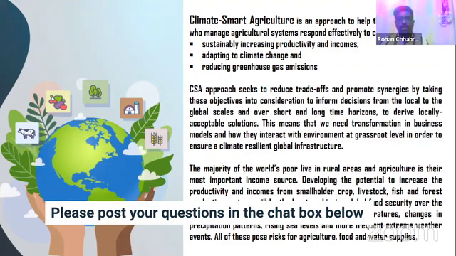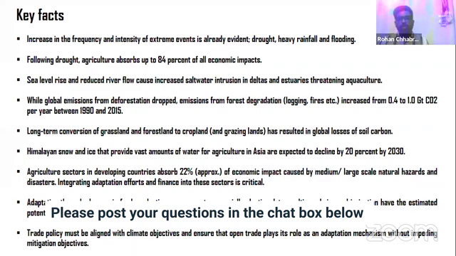Its effects include higher temperatures, changes in precipitation patterns, rising sea levels, and more frequent extreme weather events. And all these changes in weather pose risk to agriculture, food, and water supplies, which are essential for human survival on this planet. Now, what are the key facts when we talk about climate smart agriculture?